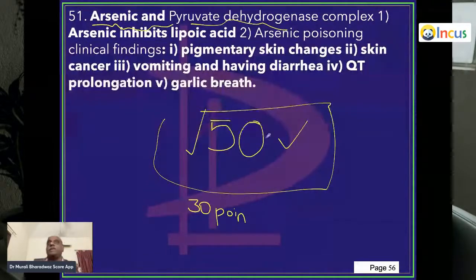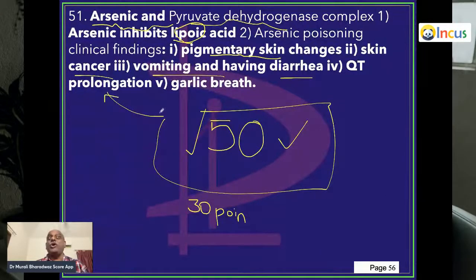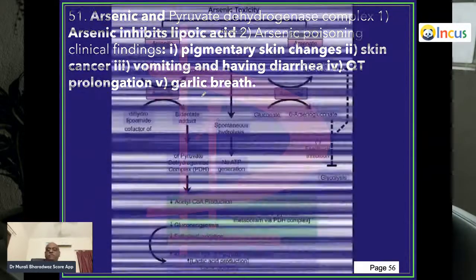Arsenic inhibits lipoic acid, which is a component of the pyruvate dehydrogenase complex. Whenever arsenic poisoning is there, there is pigmentary skin change, skin cancer can occur, vomiting and diarrhea, QT interval becomes prolonged, garlic breath will be there. All this, once more, we are going to read in forensic medicine.